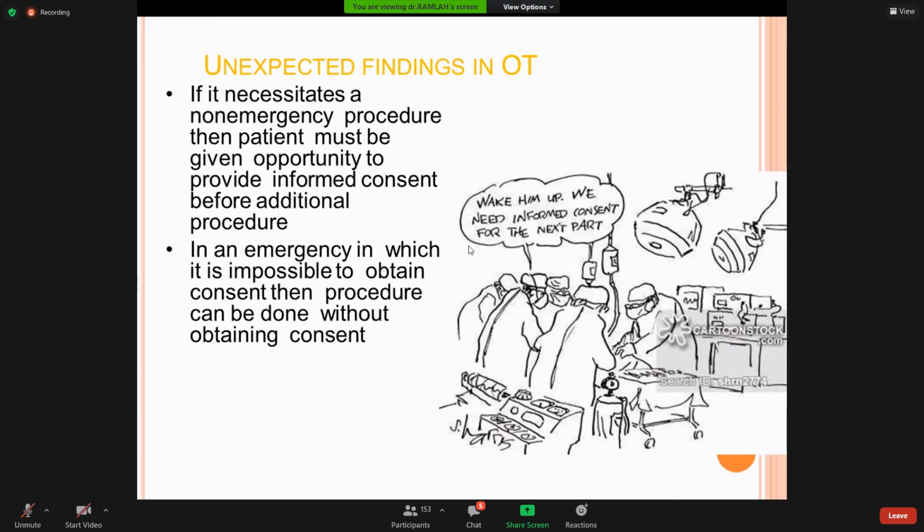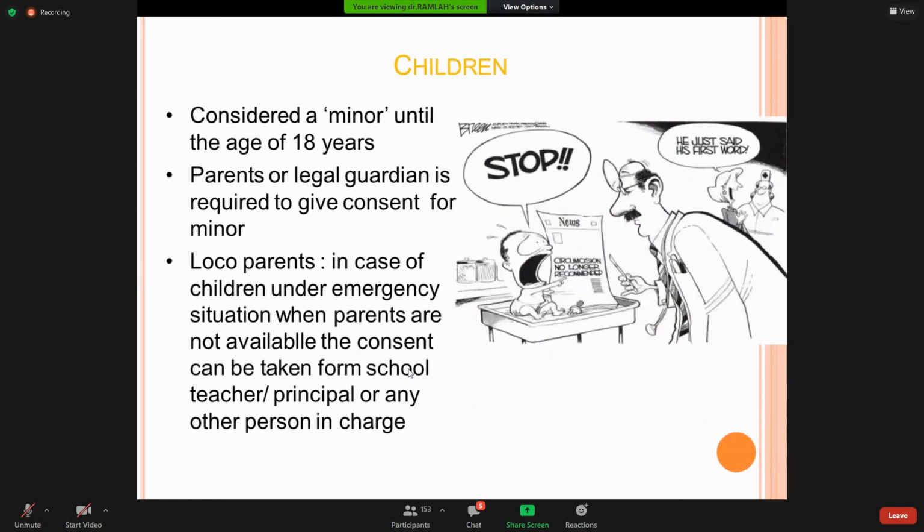It is necessities and emergency procedures, then patient must be given opportunity to provide informed consent before additional procedure. In an emergency in which it is impossible to obtain consent, then procedure can be done without obtaining consent in the good faith of the patient.